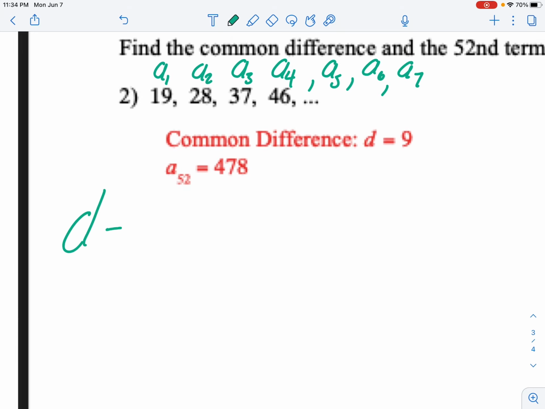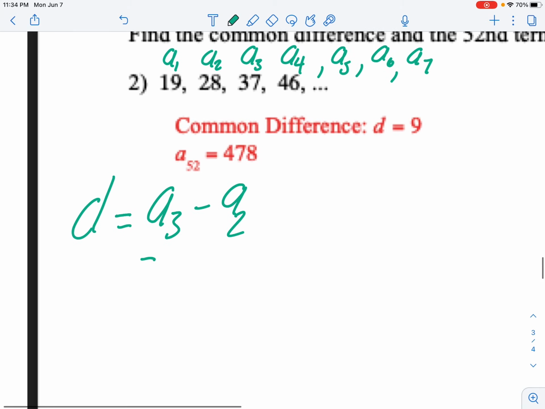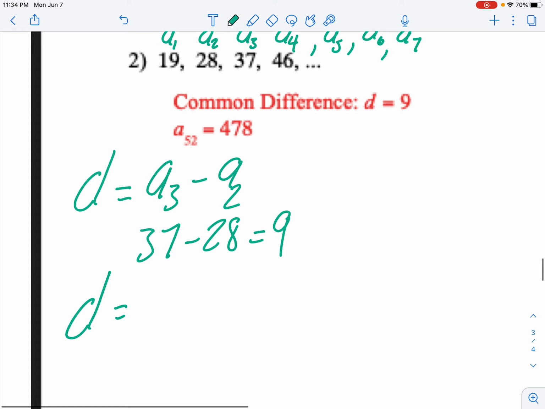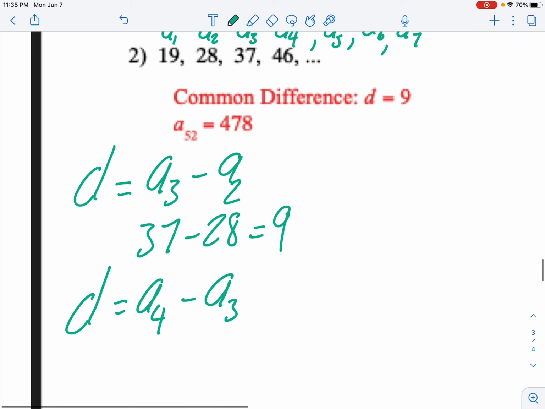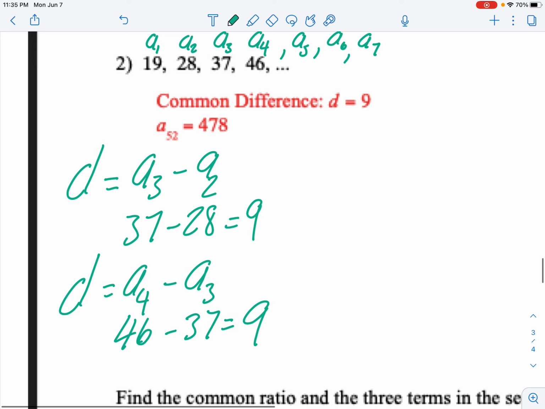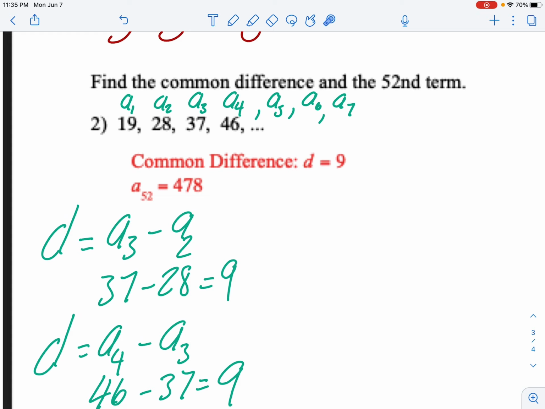But we need to find the common difference first. So I'm going to take the third term this time and subtract the second term. That means I get 37 minus 28, and that gives me 9. And again, I'm going to do the fourth term minus the third term. So the fourth term is 46 minus 37, and that equals 9. So my common difference is 9.